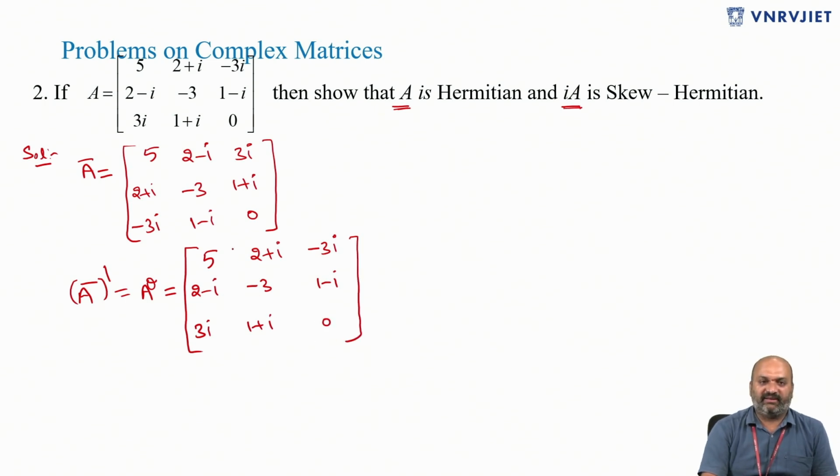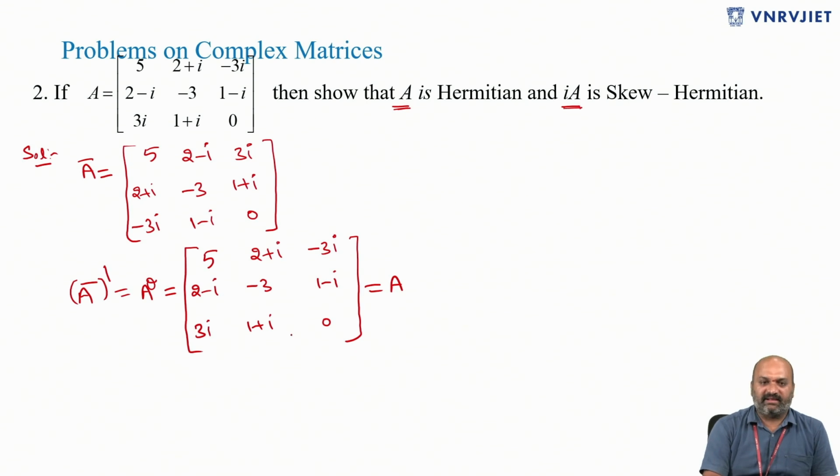Now let's verify with A. So first row is 5, 2 plus i, minus 3i. Second row is 2 minus i, minus 3, 1 minus i. Third row is 3i, 1 plus i, 0. That means which is equal to the matrix A itself.